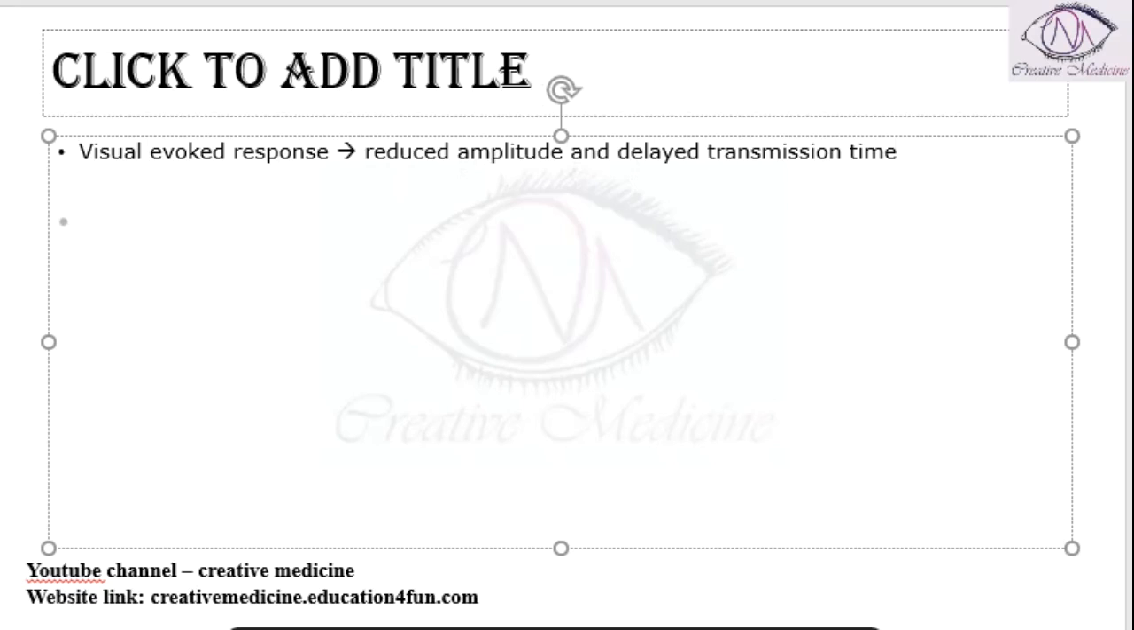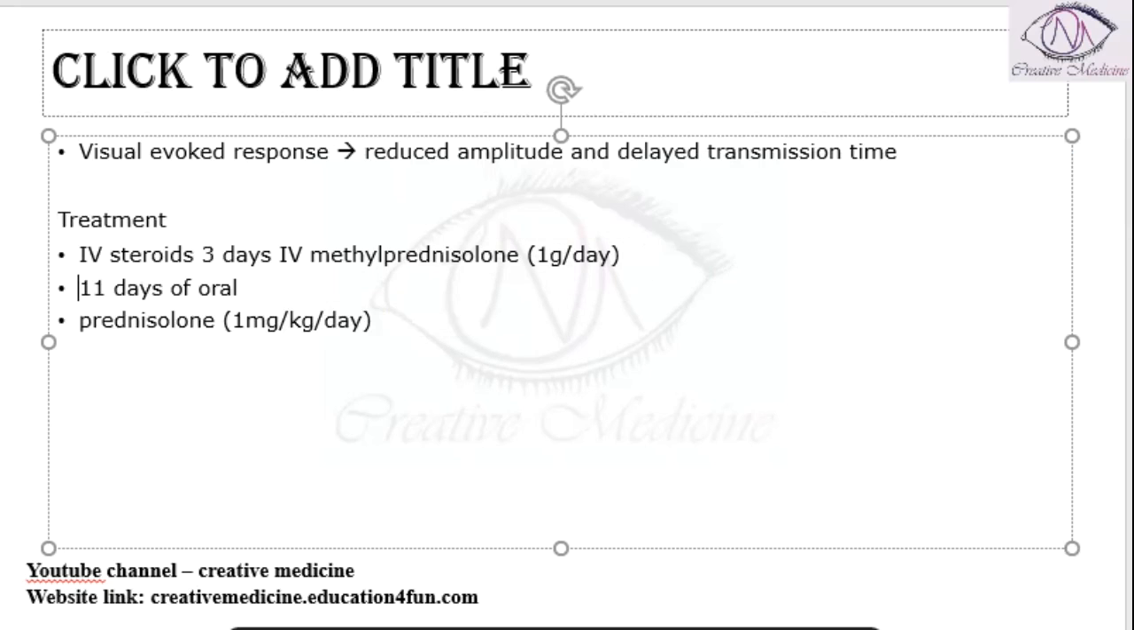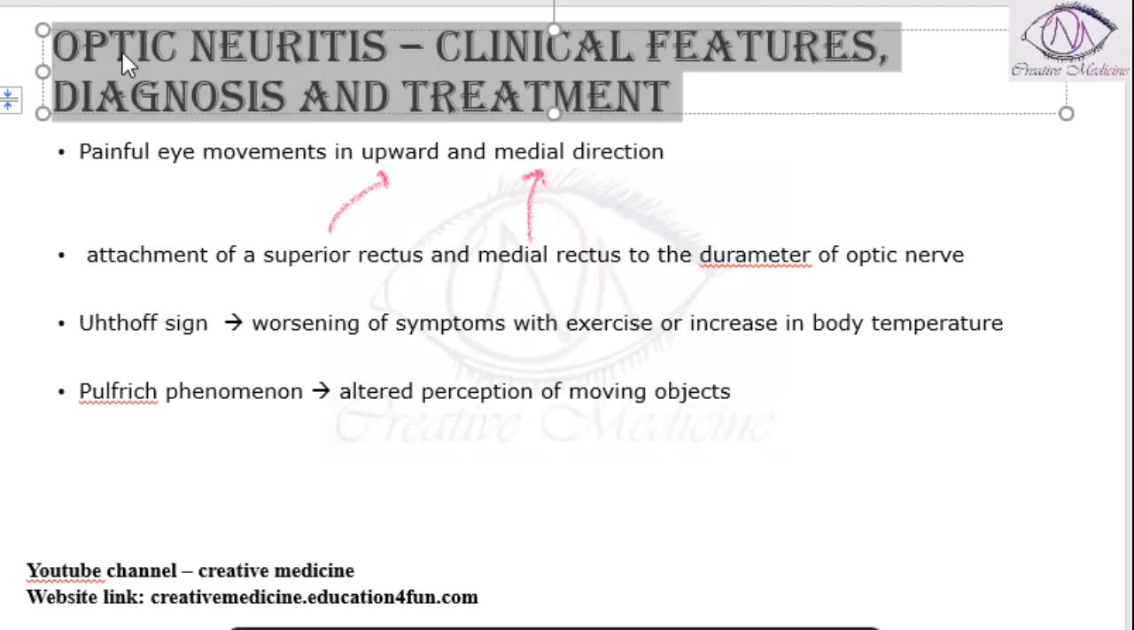Then if you see the treatment, optic neuritis can be treated by giving intravenous steroids. Methylprednisolone is given for almost 3 days IV. Along with that, we give oral prednisolone for 11 days. So intravenous methylprednisolone is given for 3 days, followed by oral prednisolone for 11 days for optic neuritis.